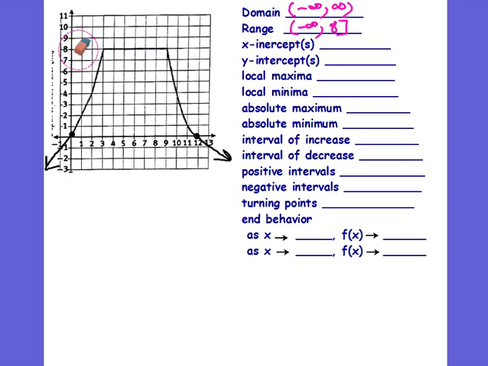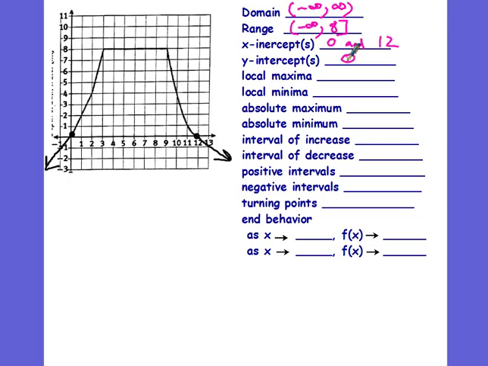All right, any x-intercepts? Does that graph cross the x-axis anywhere? It does at 0 and 12. Does that graph cross the y-axis anywhere? Yes, it does. Our y-intercept is 0.